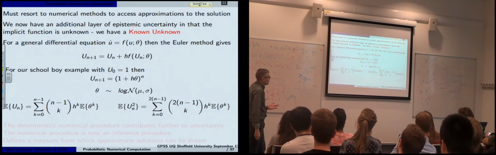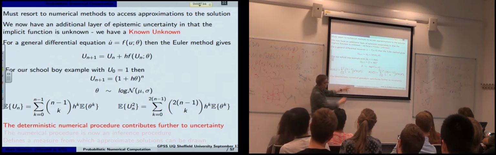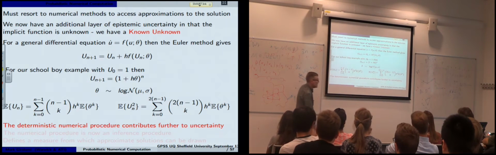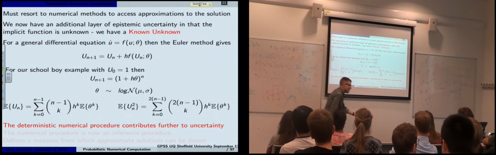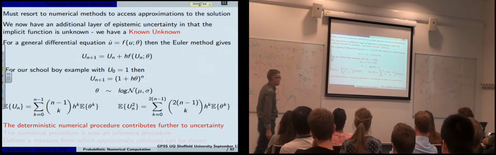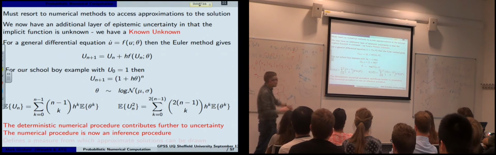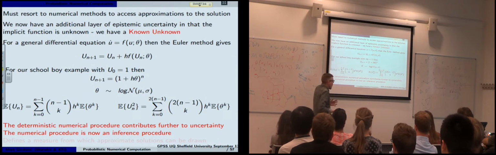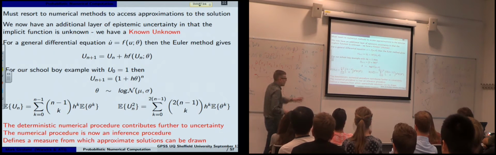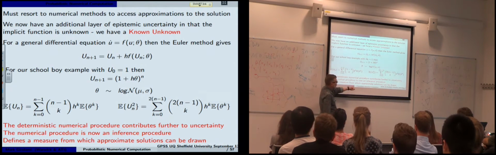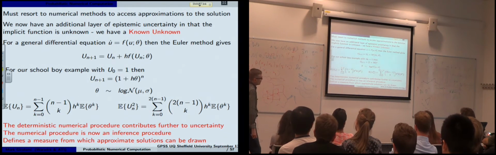And so the deterministic numerical procedure, this little Euler's method here, is actually going to contribute further to our source of uncertainty. And we can characterize it formally as I've done so. So the numerical procedure, I am arguing, should now be viewed as an inference procedure, a statistical inference procedure. In other words, it defines a probability measure from which approximate solutions to the differential equation can be drawn.